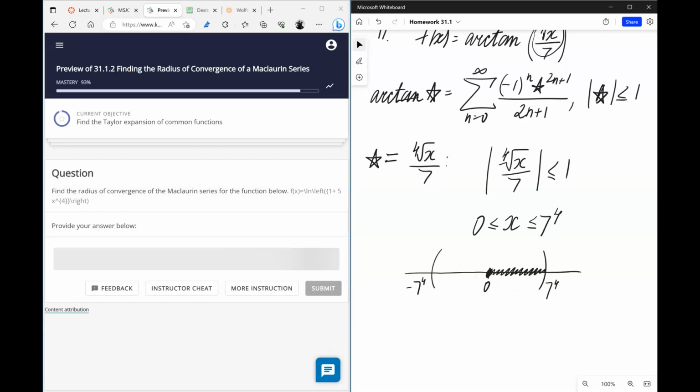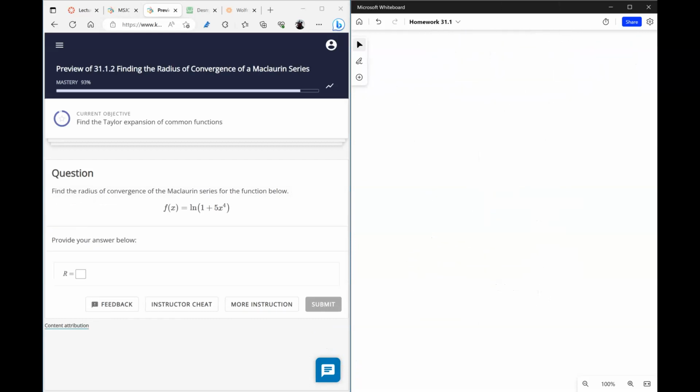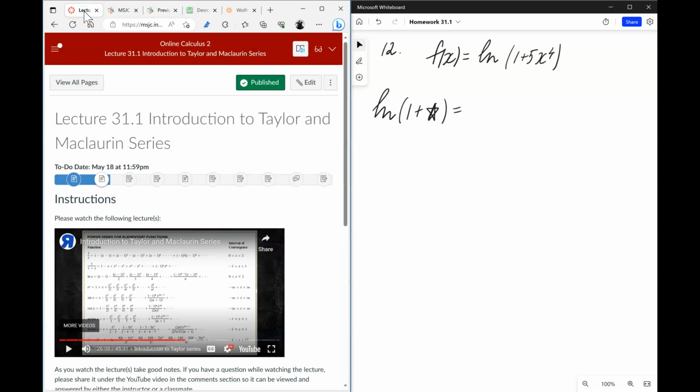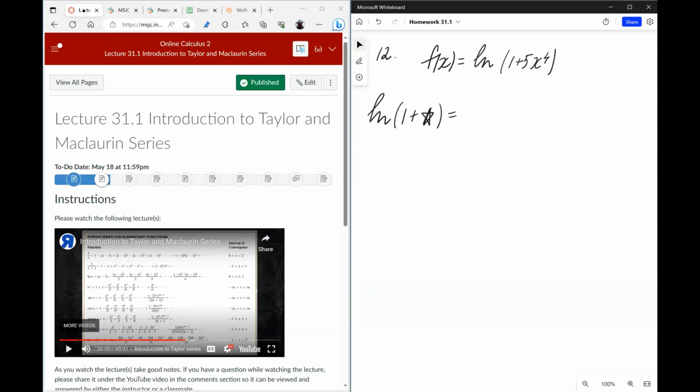All right, the next problem is number 12. We have a function, and for such function we have a formula, and whatever the formula is, it's only true when absolute value of x is less than 1, and potentially on one side, this is a non-strict inequality, but it doesn't affect the radius.